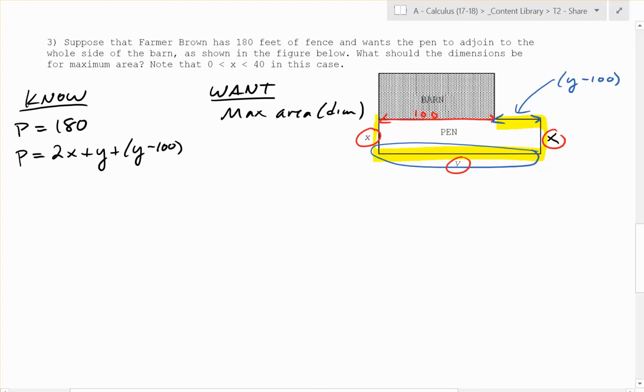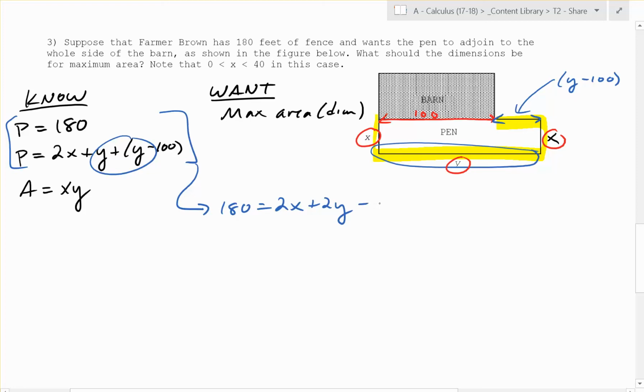We're doing the same thing as before. We write our area function, which is just x times y. And realize again that we can't differentiate that right now because it has two variables. So we combine these two. 180 is equal to 2x, and I see 2 y's, and then minus 100. So you add it and you get 280 equals 2x plus 2y. Let's divide by 2 and you get 140 equals x plus y. So let's solve for y: y is equal to 140 minus x.